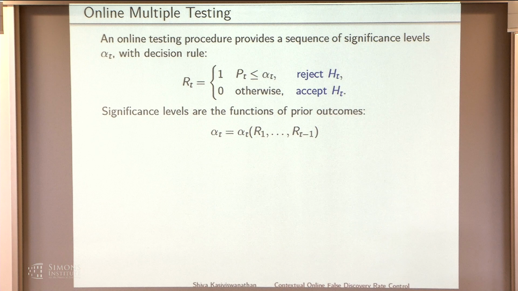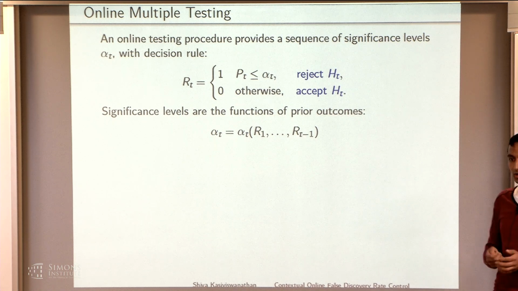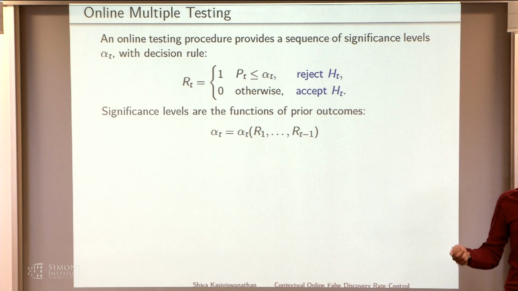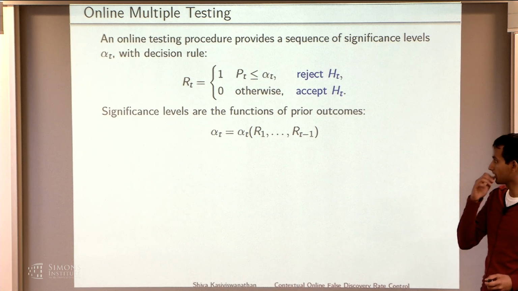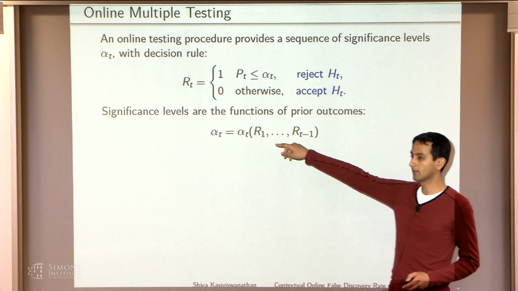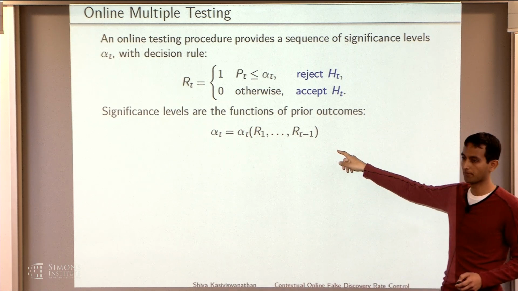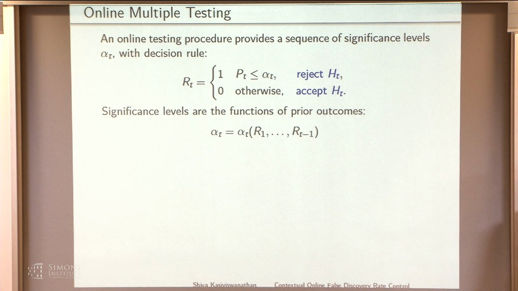Okay, so an online testing procedure takes a sequence of significance levels. Instead of creating one alpha, you choose alpha based on what you know at this time t. So you have this alpha_t at every point t, and you reject or accept based on the p-value. You compare p_t, your p-value at current time t, with alpha_t, and if p_t is less than alpha_t, you reject, otherwise you accept. So now the goal is to come up with these significance levels that are a function of all the previous decisions that you have made at every time step t.